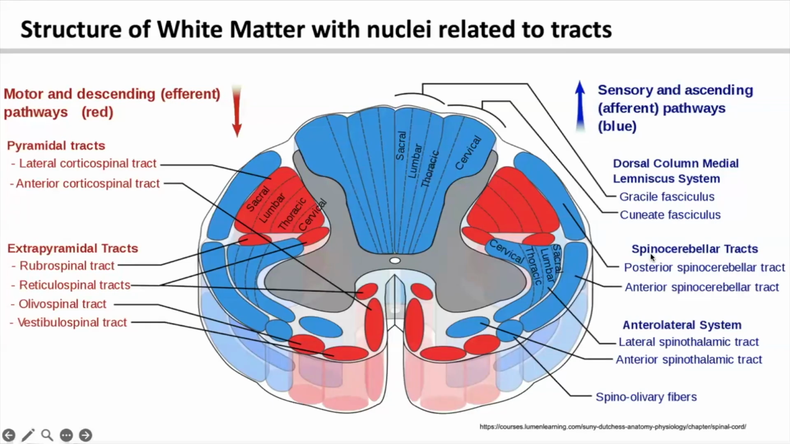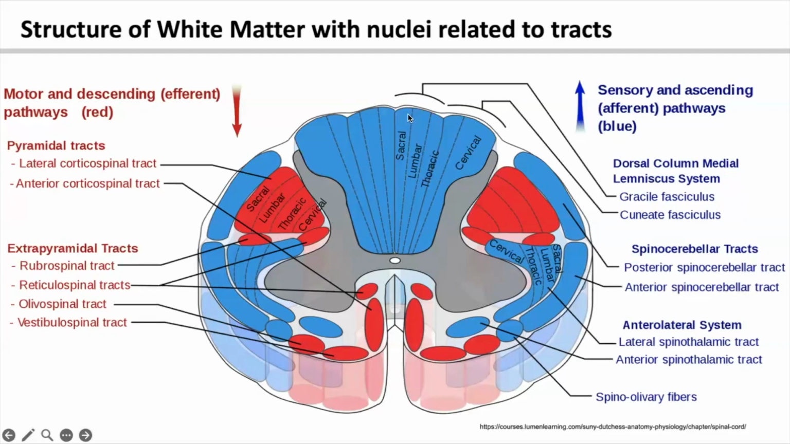Then comes the spinocerebellar tract, which is again of two parts. One is the anterior spinocerebellar tract and the posterior spinocerebellar tract. The one which is in the anterior part of the spinal cord is known as the anterior spinocerebellar tract. The one which is on the posterior region is known as the posterior spinocerebellar tract.